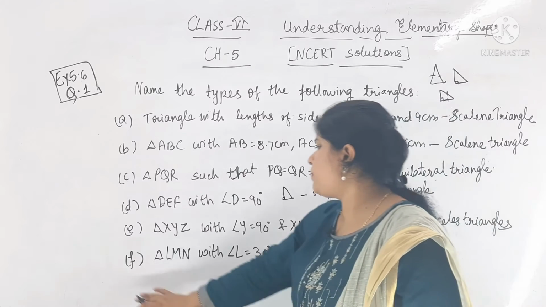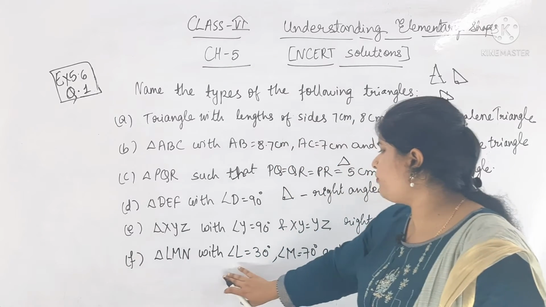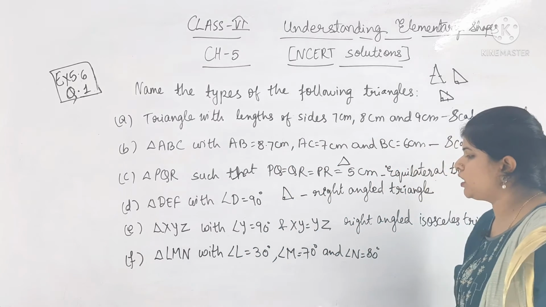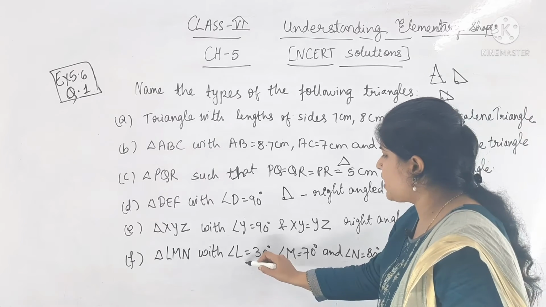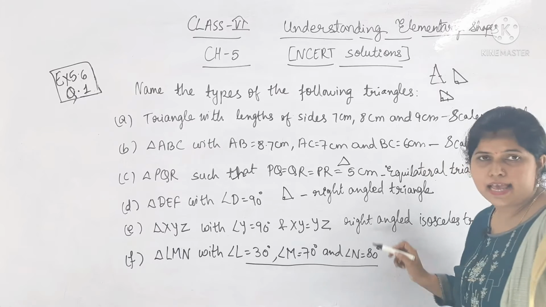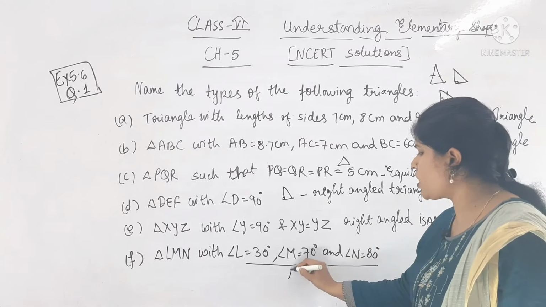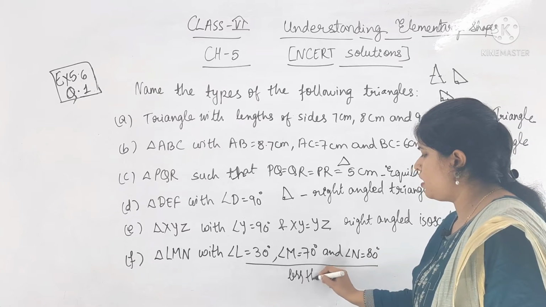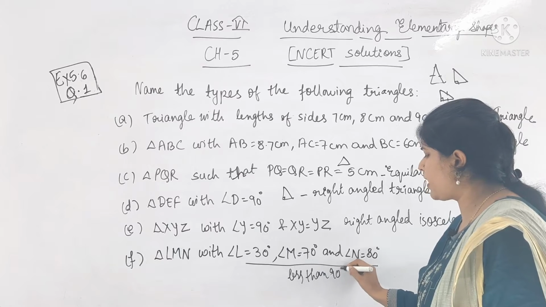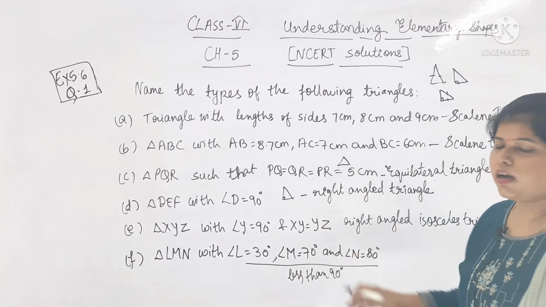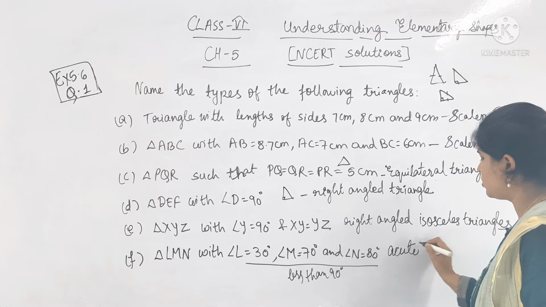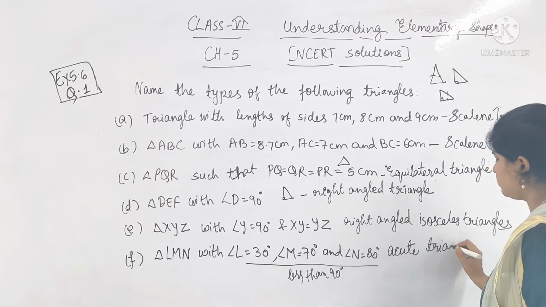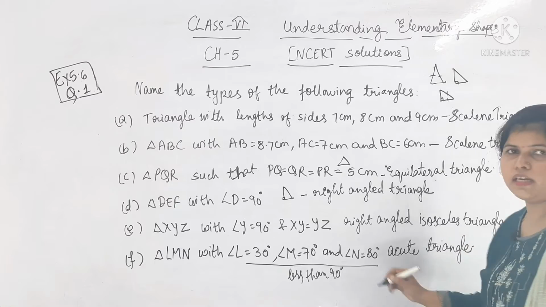Number F part is triangle LMN with angle L equal to 30 degree, M equal to 70 degree and N equal to 80 degree. You can see that these three angles are less than 90 degree, all the three angles. So what is the triangle? This will be the acute triangle because all angles are less than 90 degree.